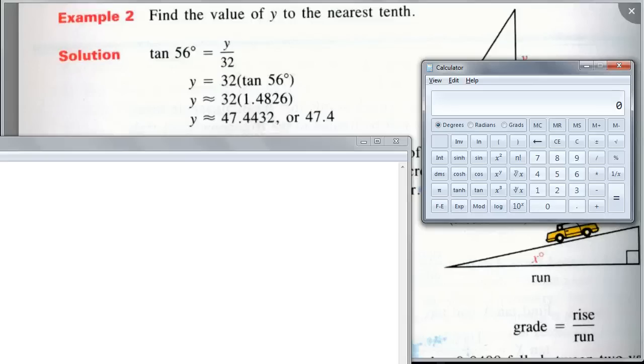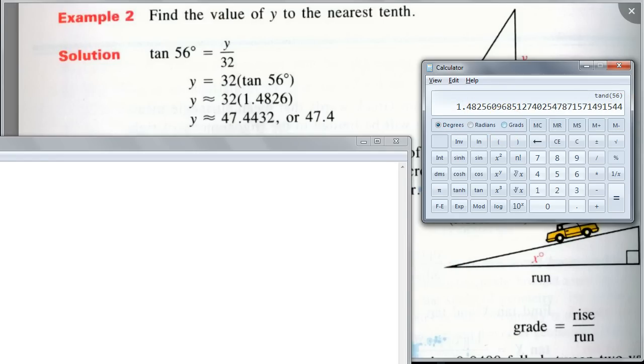So look at the tangent of 56. To get there, you punch in 56, and then if you click View, Scientific, you get this function. There's tan and tanh. Don't do tanh, you just want tangent. That's something else. So you click tangent. There you go. It actually has a better approximation than the table. The table says 1.4826, right? The calculator goes all the way out here.